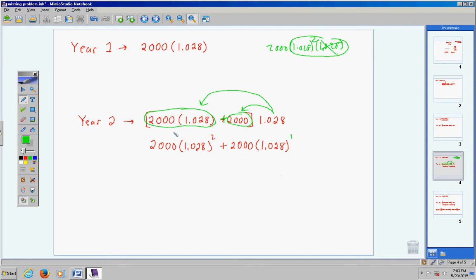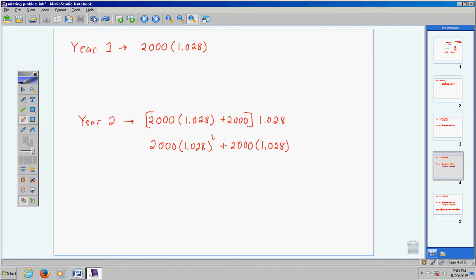Let's see, let's go on to year 3. For year 3, I would have all of year 2. Here's all of year 2 right here.